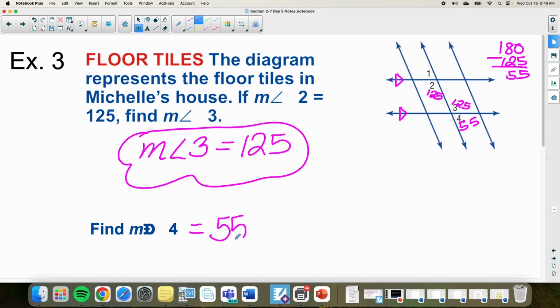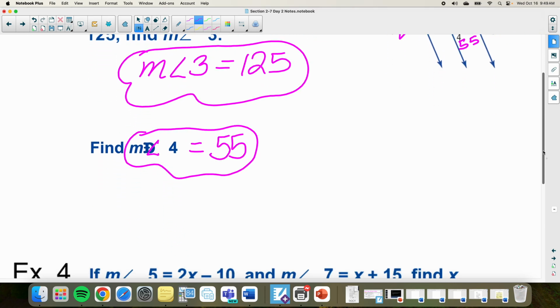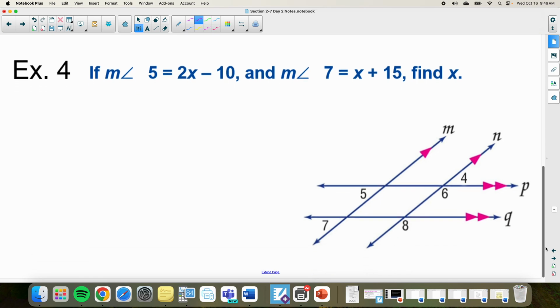Sometimes when you use a printer, they don't do angles and they'll put in weird symbols for that, but that's all that is there. Okay, so this one here, it says the measure of angle 5 is 2x minus 10, and the measure of angle 7 is x plus 15. So honestly, in this problem, they don't use this part at all. We just have to find x.